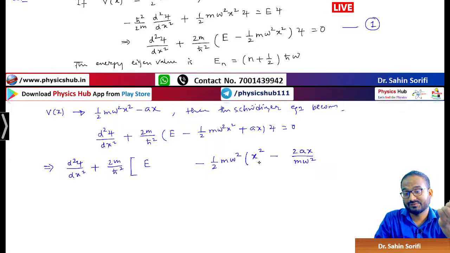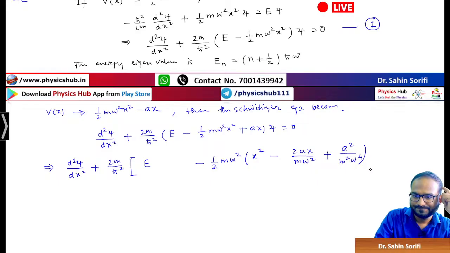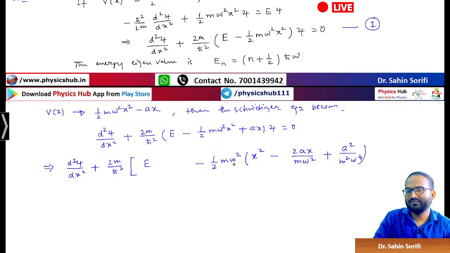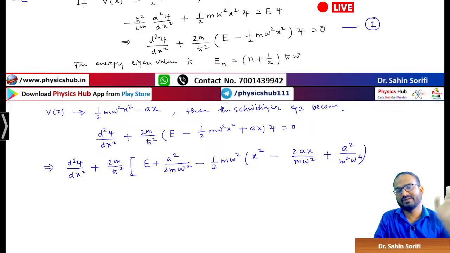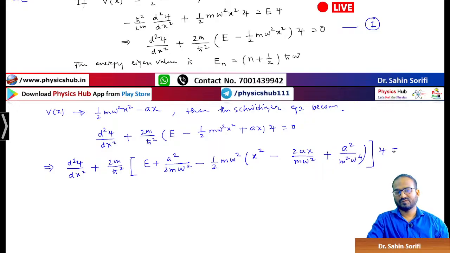Now we want to make it a perfect square, so x² minus 2ab, so 2 into x into a/(mω²). So a/(mω²) is treated like b, so here you write (a/(mω²))², so a²/(m²ω⁴). Now the problem is this term was not there, we have taken it extra, so minus ½mω² into a²/(m²ω⁴) is extra. It is in minus, so we have to add another term here: a² divided by 2mω². So now it is balanced, multiplied by ψ equals 0.